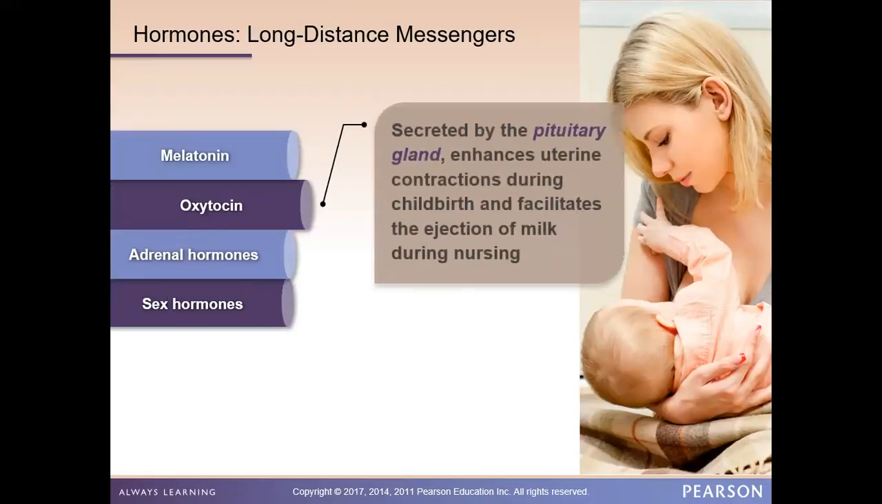Oxytocin. So it enhances uterine contractions during childbirth and facilitates the ejection of milk during nursing. There's also some research that suggests it is helpful for bonding of the mother with the child. So as she is breastfeeding the child, the mother's system is getting flooded with oxytocin. And it's thought that this promotes feelings of connection and love.